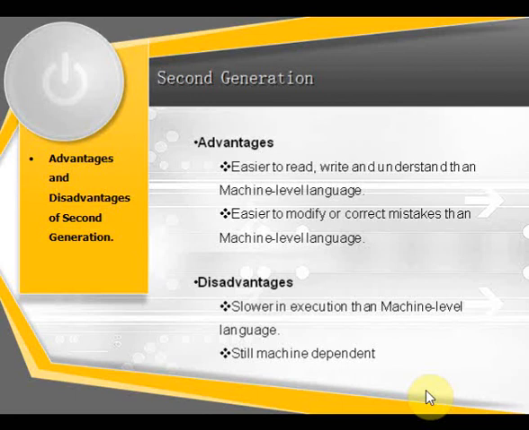Disadvantage: it's slower to execute programs written in assembly language or second generation languages, right? And the reason for this is because if you write a program using second generation languages, specifically assembly language, then your program will need to be converted to machine language before the computer can actually run it, right? Another disadvantage is that it is still machine dependent. Simply, it means that if you write a program on one particular type of machine using second generation languages, then chances are this program won't be able to run on another type of machine, right? Let's move on.